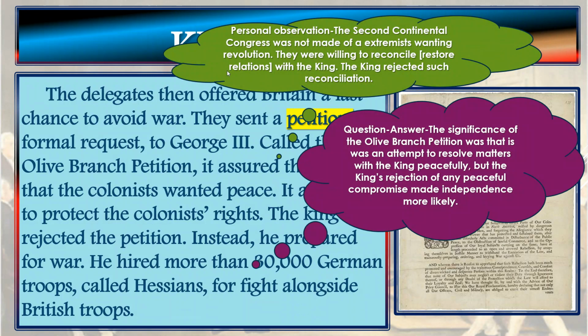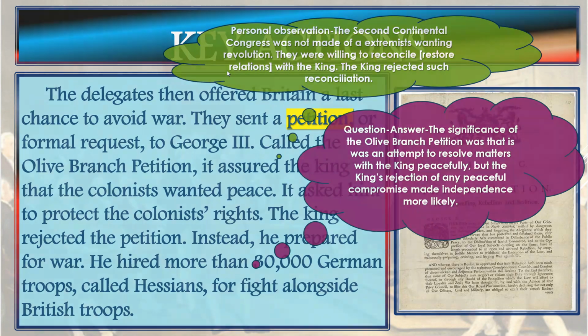So again, it's a two-way street when you look at this. It wasn't just the Continental Congress looking for trouble and wanting to break away. The King of England wasn't willing to work with them either. So that lack of compromise is what leads to the war.